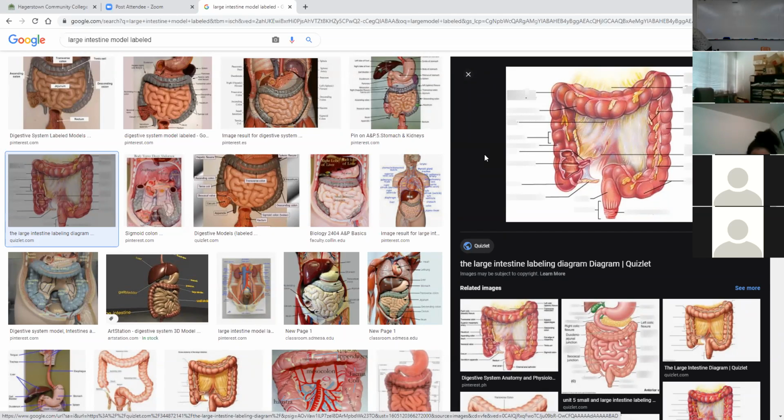So, here's the terminal ileum right there. Here's the ileocecal valve, the cecum, the vermiform appendix. And then rising up here is the ascending colon. Then up here, it makes a 90-degree turn, goes across to form the transverse colon. And this bend here is called a hepatic flexure because it's just underneath the liver.